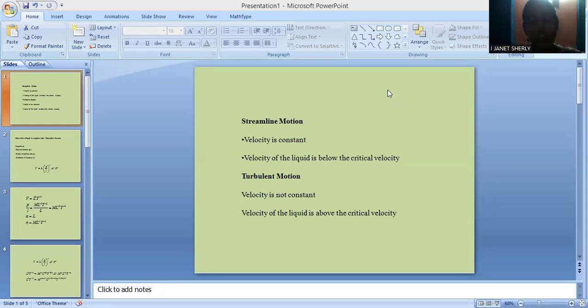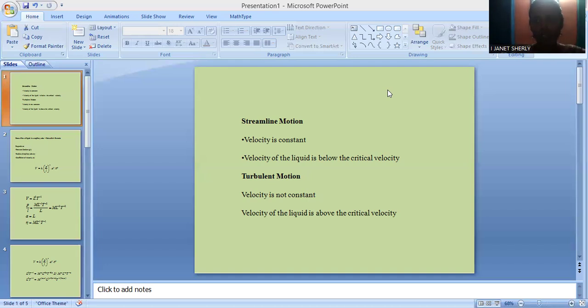Very good morning, all. Today we'll be discussing the types of motion of liquid and also the rate of flow of liquid in a capillary tube. I think we discussed the viscosity of a liquid in the last class. We explained more about the viscosity and the coefficient of viscosity. And now it's time for us to discuss the types of motion of liquid.